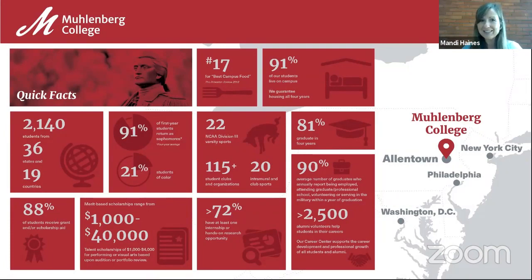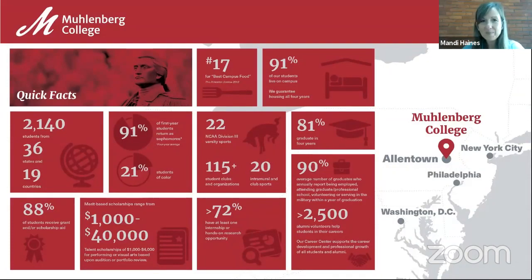One of the fun facts from this slide, it might not be the most important thing to you right now, but trust me, as a college student, it will be important. Muhlenberg is consistently voted in the top 20 in the US for best campus food. And we're actually #1 in the state of Pennsylvania. And again, maybe not the most important thing to you right now, but as a college student, you're going to need to nourish your brain. So you're going to need to eat well. And our food on our campus is just amazing.